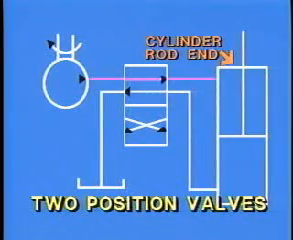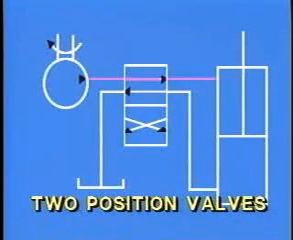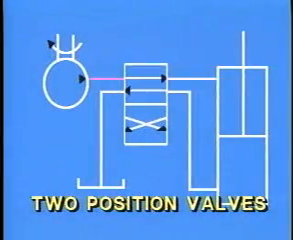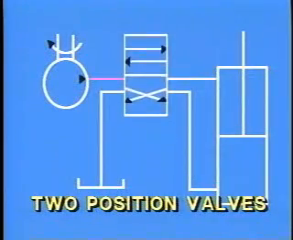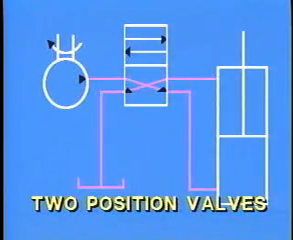This schematic is showing that oil is being supplied to the rod end of the cylinder. Mentally visualize the directional control valve moved to the other position. Now, pressurized oil is being supplied to the piston end of the cylinder, and oil from the rod end of the cylinder is allowed to flow to the reservoir.